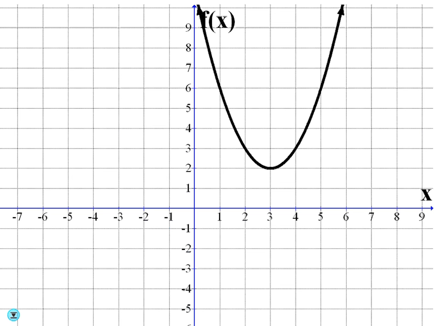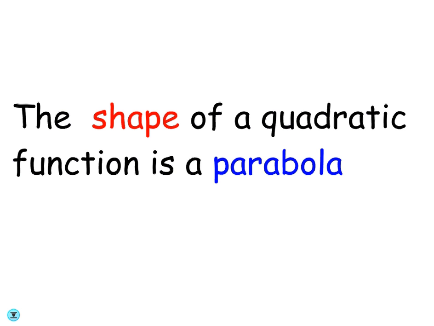Here's an example of a quadratic function. Of course, it can be pointed down, doesn't have to be pointed up, but certainly it looks like a U. And so one way to define parabola is you could just say U-shaped. But the first thing I want you to write down is the shape of a quadratic function is a parabola.